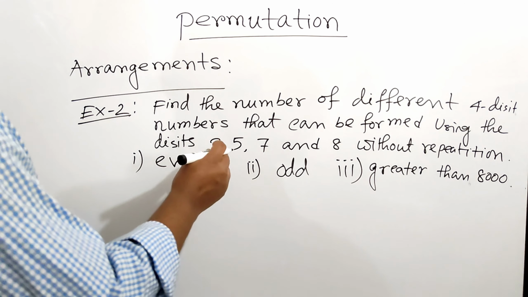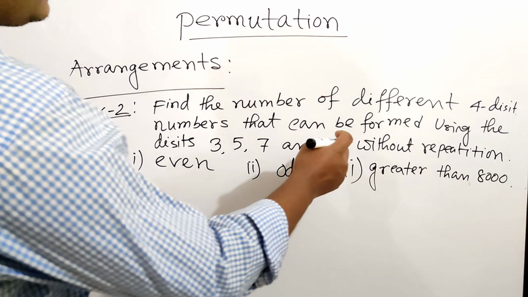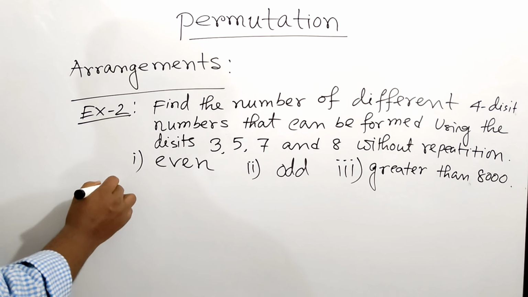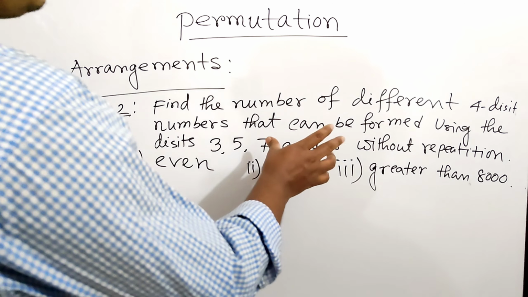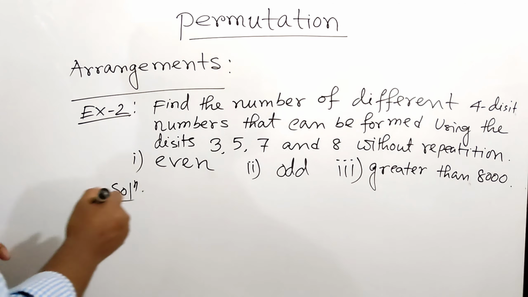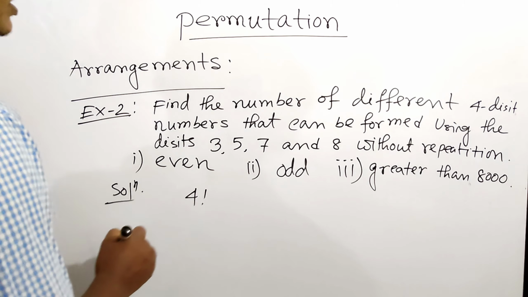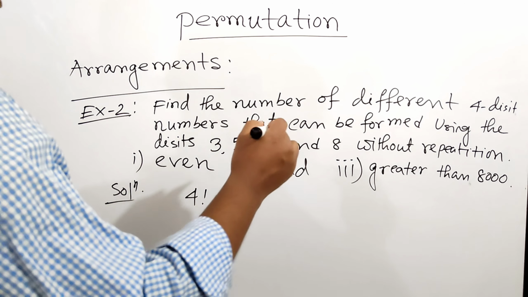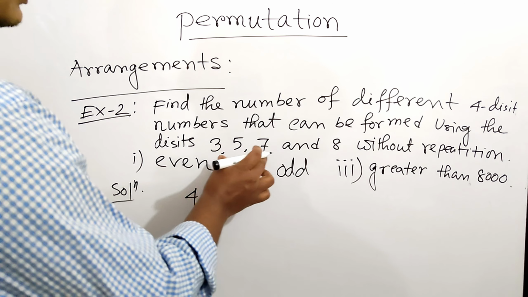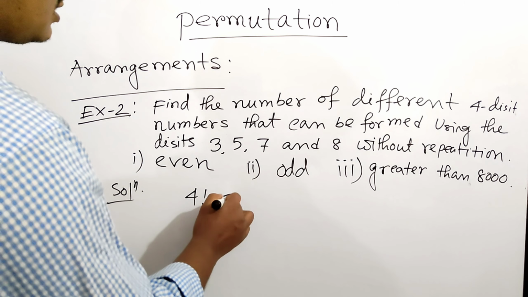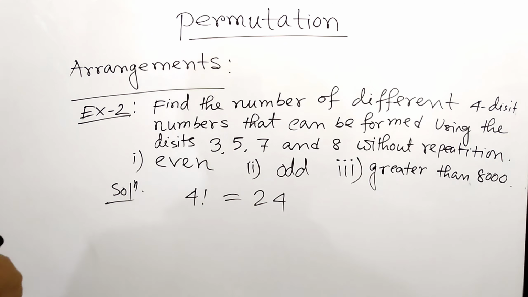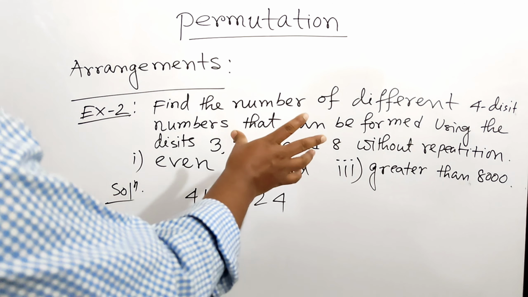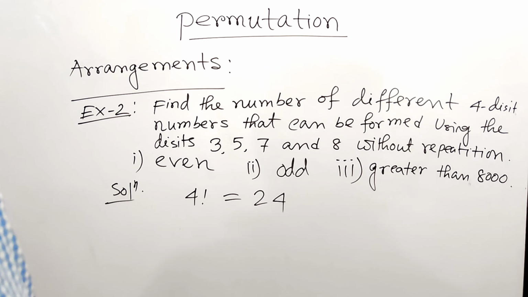Now look here, all the digits are distinct, that means different. How many digits are there? There are 4 digits, so you can make 4 factorial numbers, 4-digit numbers, by using these 4 digits. That means 4 factorial is 24. So the first answer is 24. That means you can make 24 numbers by using these 4 digits.